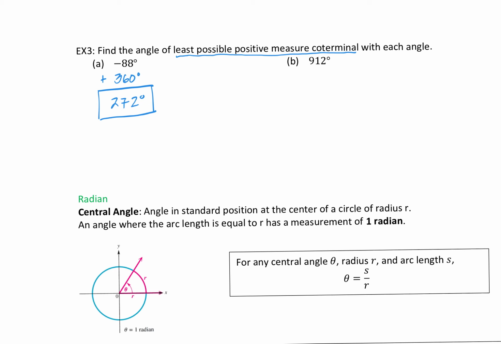For 912 degrees, that's larger than 360. So what I'm going to do is subtract 360 degrees and see if I get an angle between 0 and 360 that's positive. It turns out that I get 552. That's still larger than 360. So I'm going to subtract another 360, and I get 192. I would stop there because now I have a positive angle between 0 and 360 that is coterminal with 912 degrees.